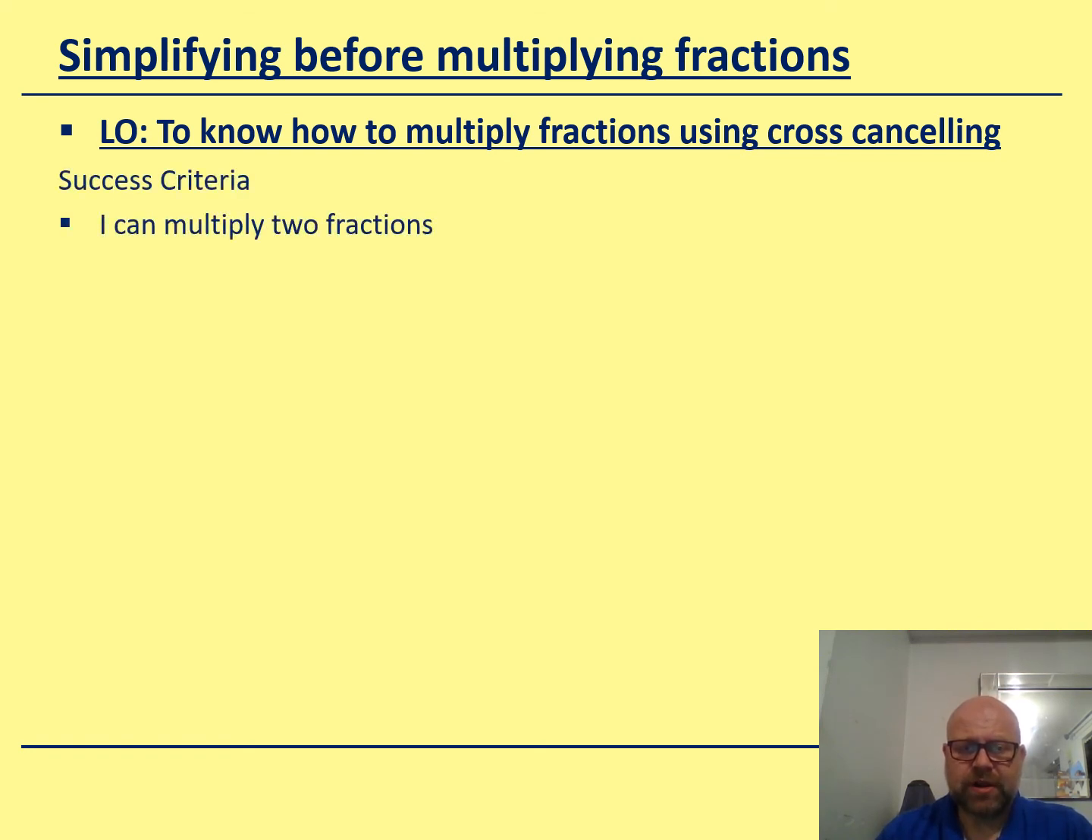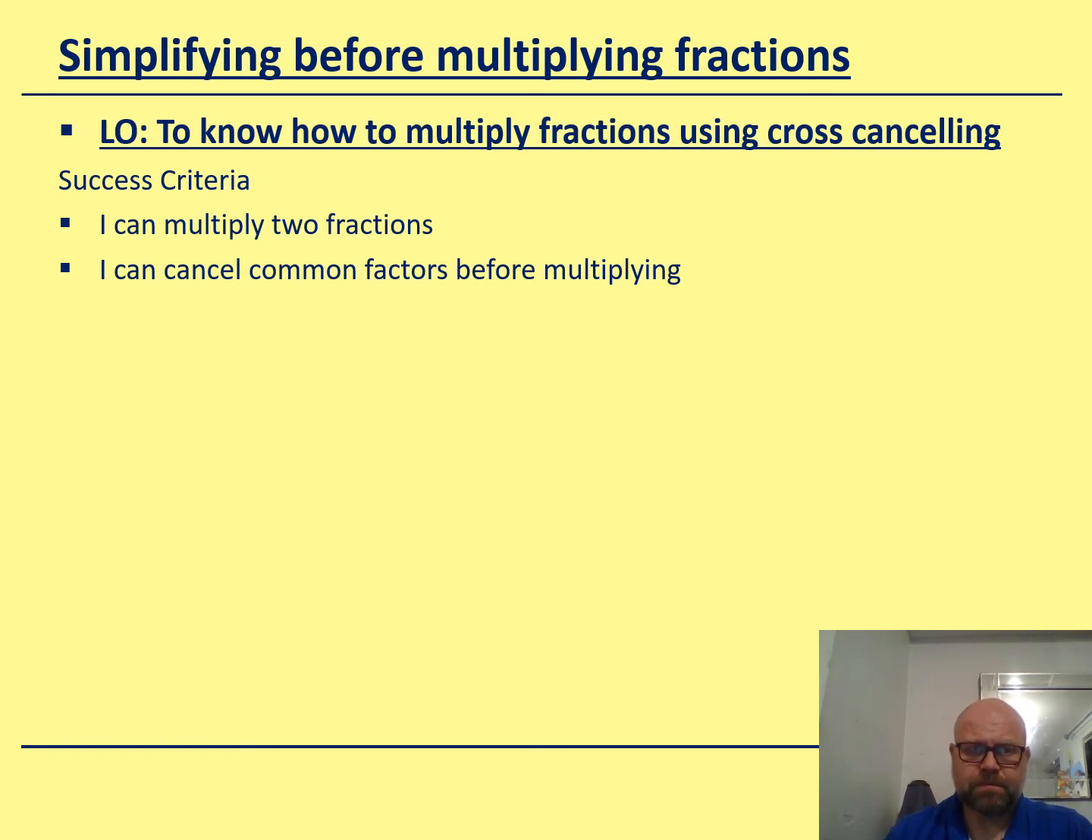Your success criteria: we can multiply two fractions together and we can cancel common factors down before we do the multiplication. There are 6 questions here, so take 10 minutes. Okay, see if you can answer the 6 questions and then pause the video. Okay, by now you should have done the 6 questions.